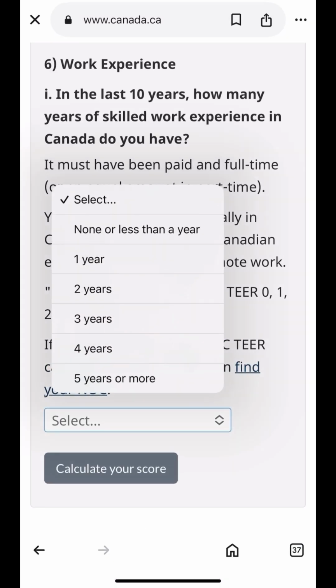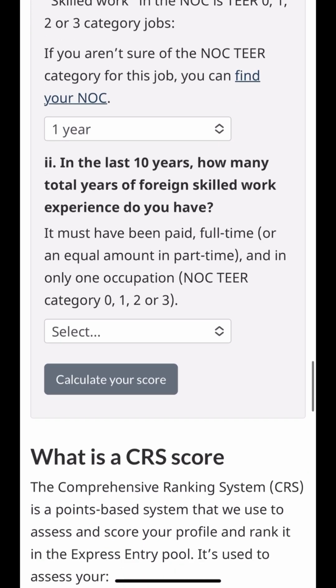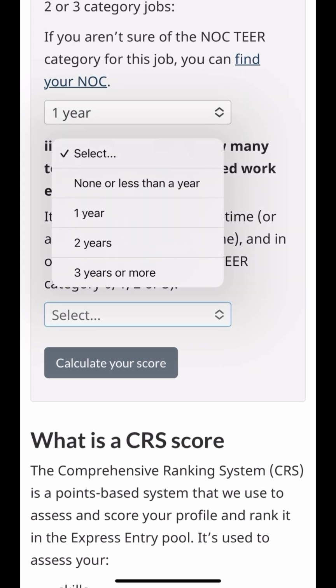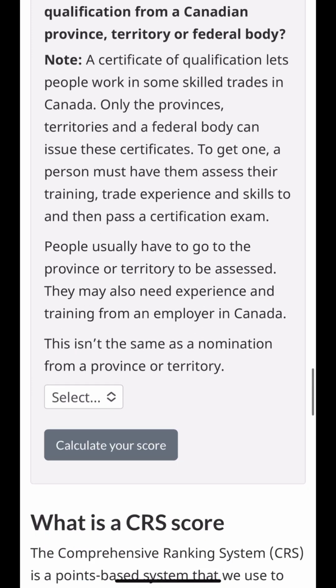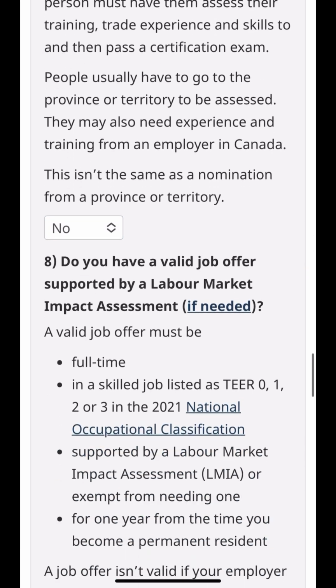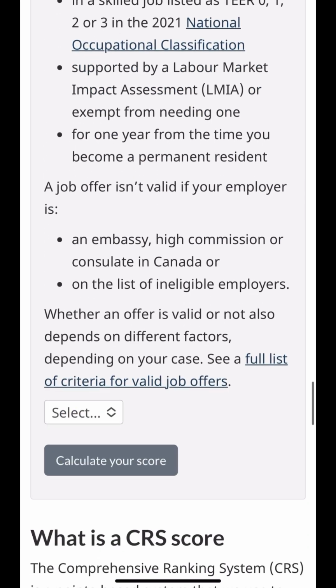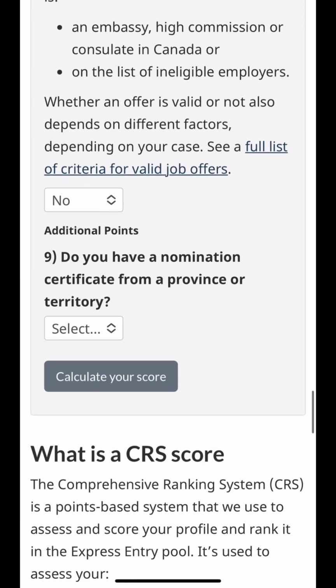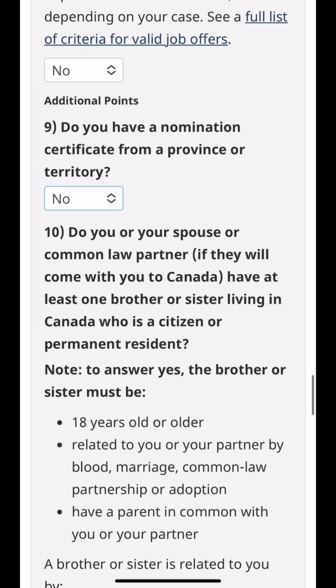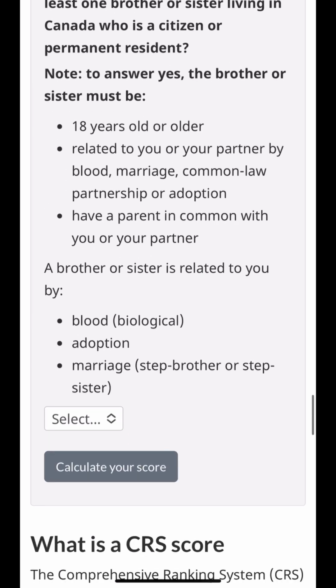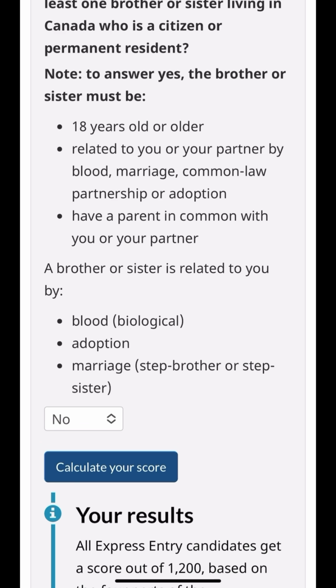In Canada, work experience, how many years do you have? Mostly 1 year. Next question is about your work experience outside Canada. You can provide the number of years. Then, do you have any LMIA points or provincial points? Do you have a nomination certificate, or do you have any brother, sister, or spouse residing in Canada?